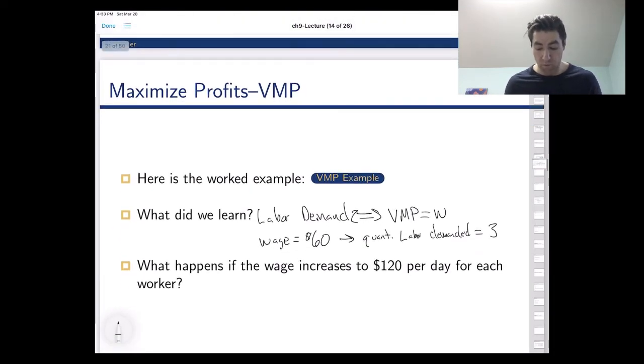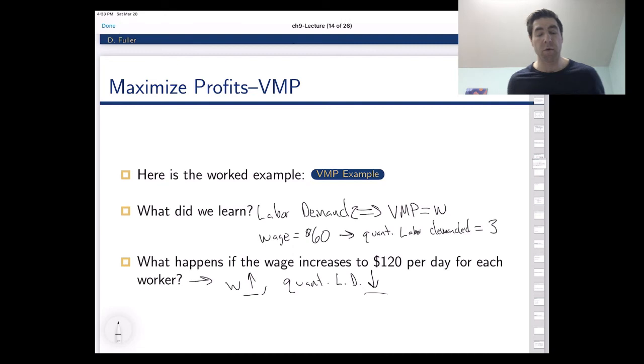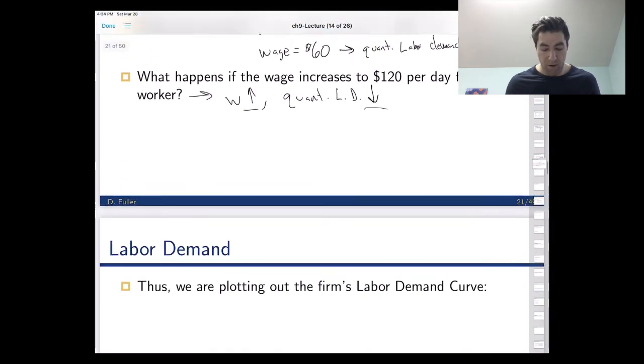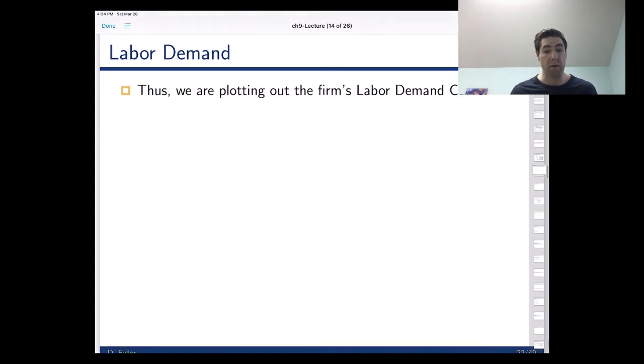So what happens if we increase the wage? The quantity of labor demanded is going to decrease. Wage goes up. The quantity of labor demanded is going to go down. So there's a negative relationship, as we would expect, between the wage a firm has to pay and the number of workers that they want to hire. So if we skip ahead here, what we're basically doing is plotting out a labor demand curve for the firm.